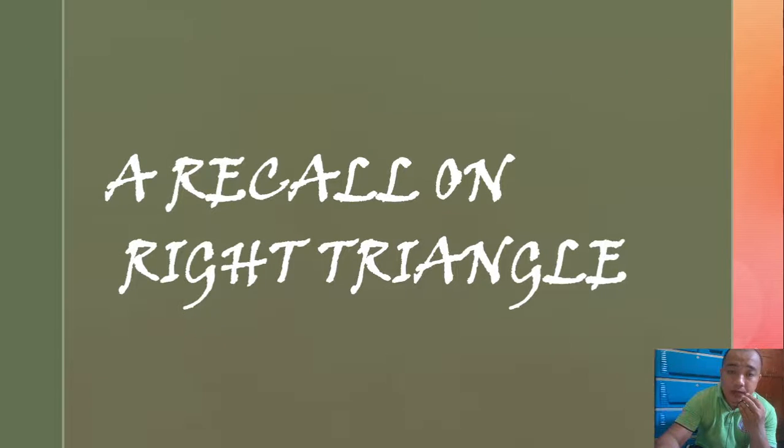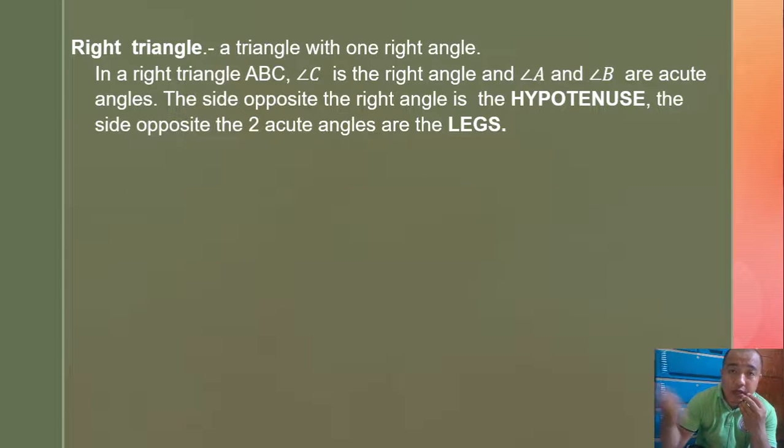So before that, let us have a recall on right triangle. What is a right triangle? A right triangle is a triangle with one right angle. So in a right triangle ABC, usually angle C is the right angle, and the other two angles, angle A and angle B, are the acute angles. And the side opposite the right angle is what we call the hypotenuse, which is the longest side of a right triangle. And the sides opposite the two acute angles are what we call the legs. So there are two legs and one hypotenuse of a right triangle.